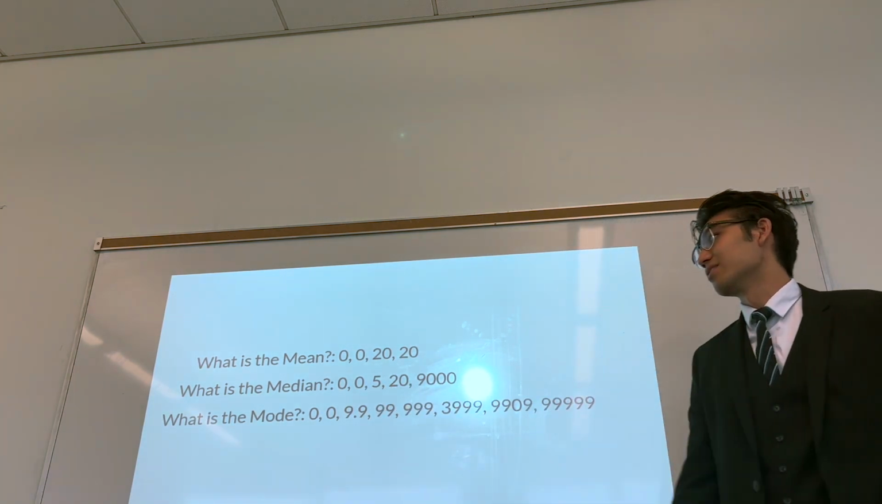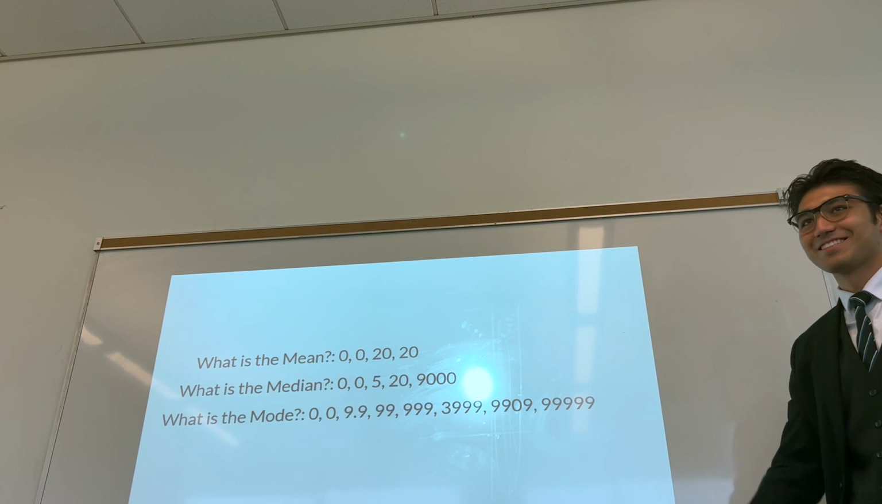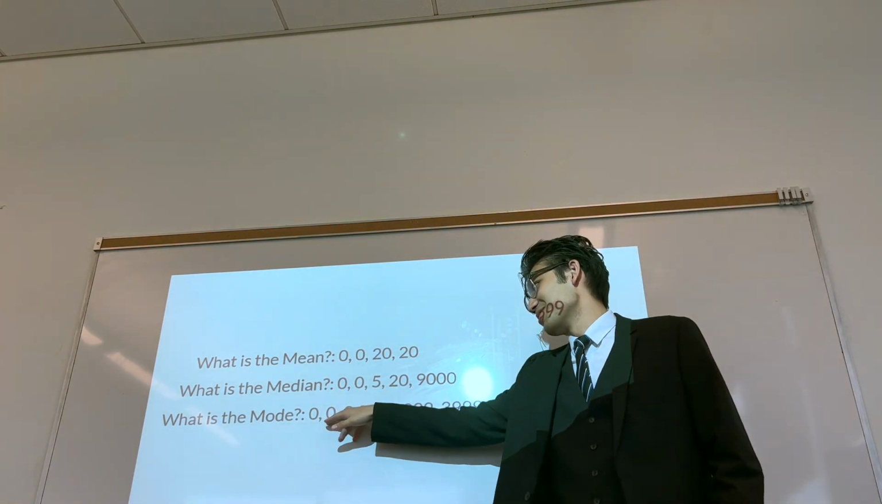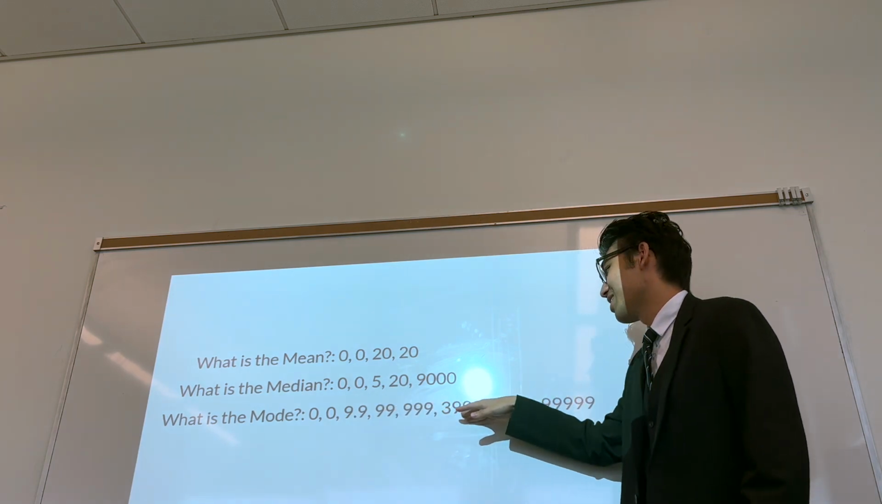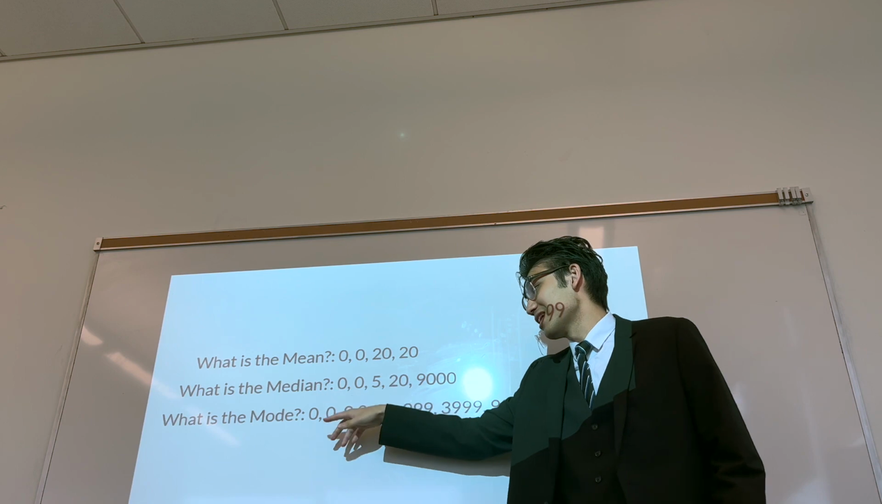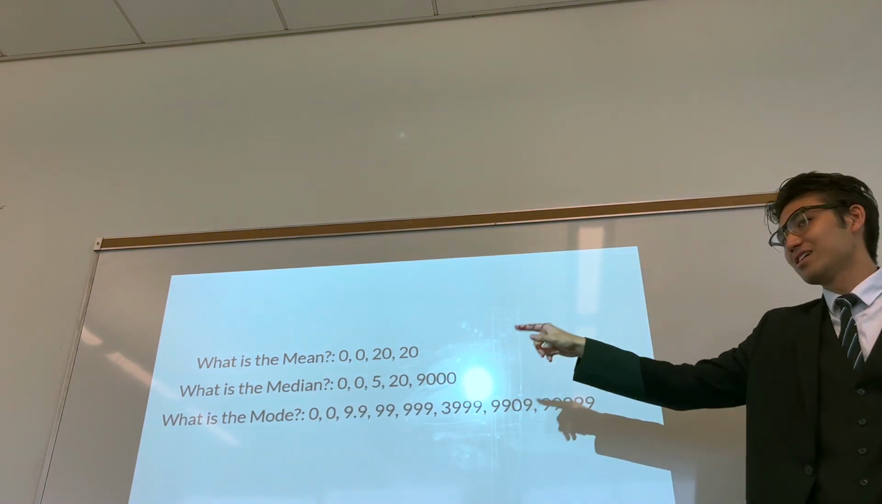What is the mode here? 0, 0, 11.9, 99, 999, 3,999. Yep, that's perfect. Because 0 appears twice, and although there's a bunch of 9s, these aren't data points, right? There's just 9s. The only 2 same data points that we get are 0 and 0. We have that twice. Everything else we have once. 0 is going to be the mode.